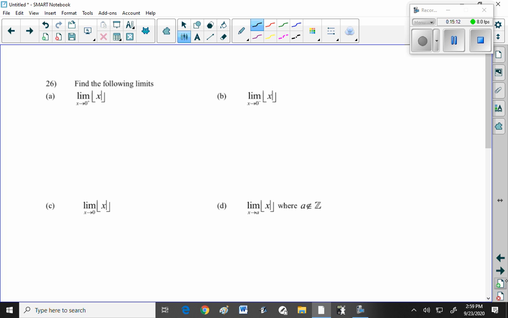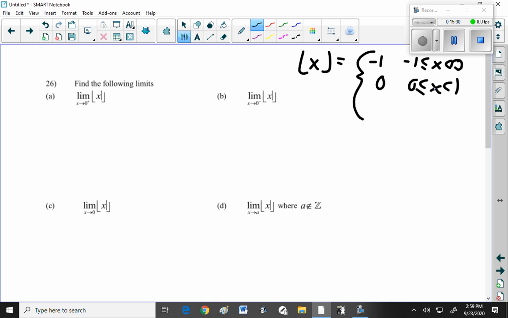All right, number 26, find the following limits. Again, it might help to remember what this is. This is equal to 0 if I'm between 0 and 1, not including 1. This is -1 if I'm between -1 and 0, not including 0. This is 1 if I'm between 1 and 2. And then dot, dot, dot, and dot, dot, dot.